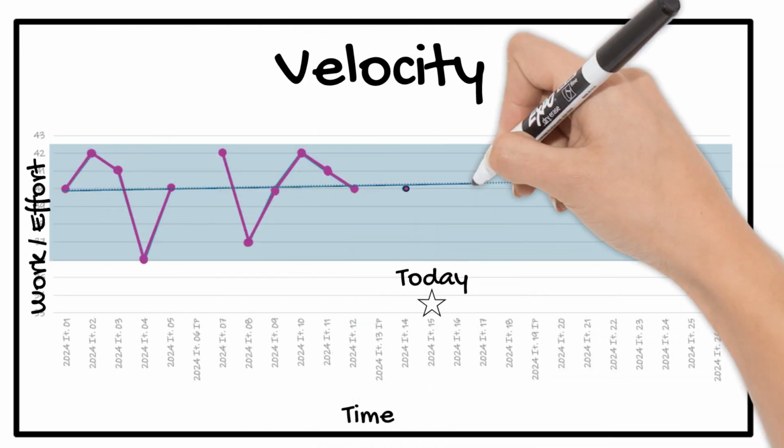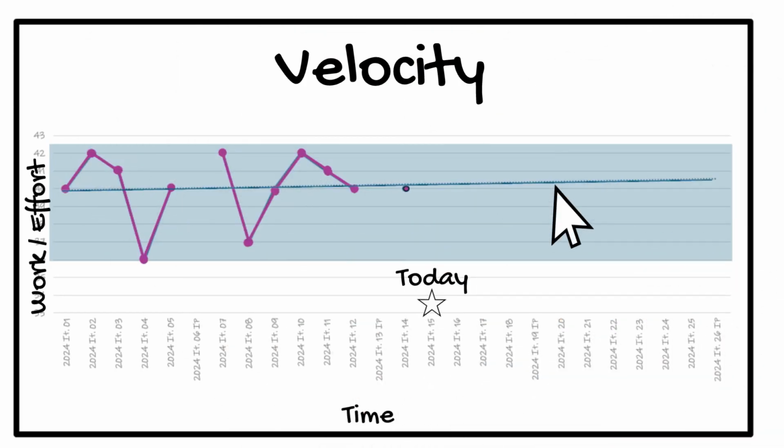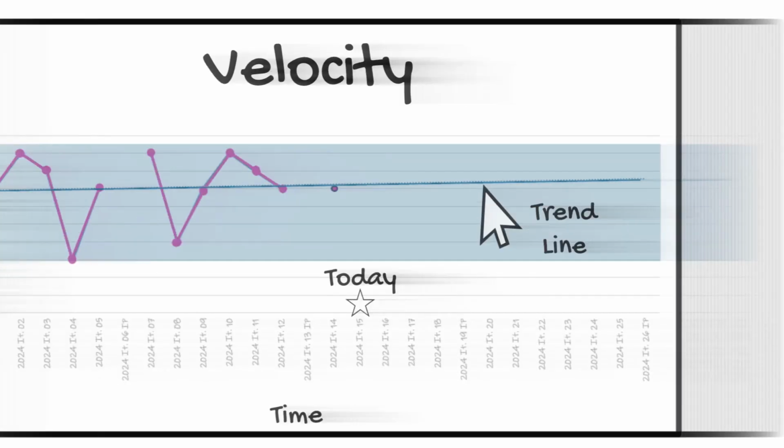Next, we calculate the trend line. It's also helpful to know the min and the max. What are we looking for in this version of the velocity chart? A flat trend line. This helps us to visualize how stable the team velocity is.